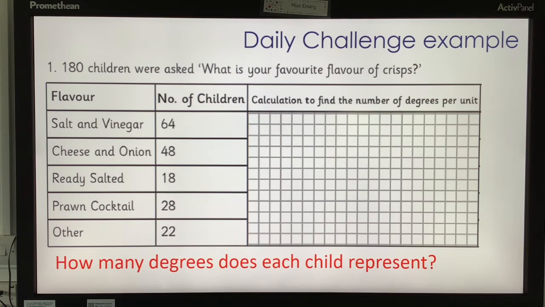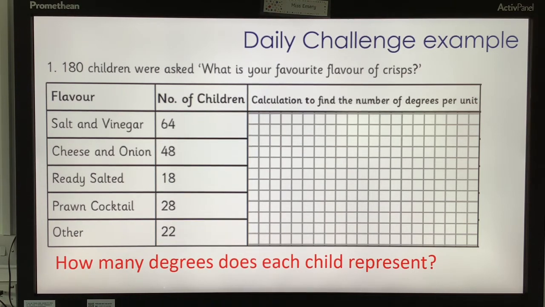Because when you've got percentages, it's quite nice and easy. If your pie chart represents 100%, then you just place it on like you did yesterday and your total is 100. But if you're doing it with degrees and you're using a protractor, then it's not quite as simple as 100, we're working with 360. So we are looking today at how you would calculate what each unit is worth in degrees.